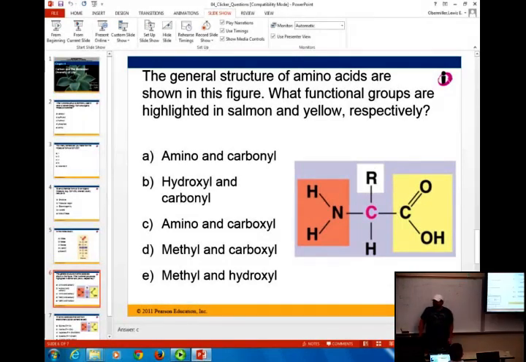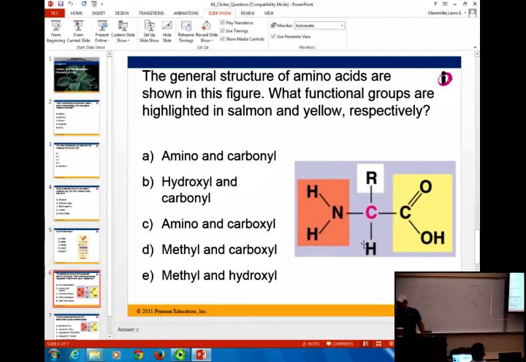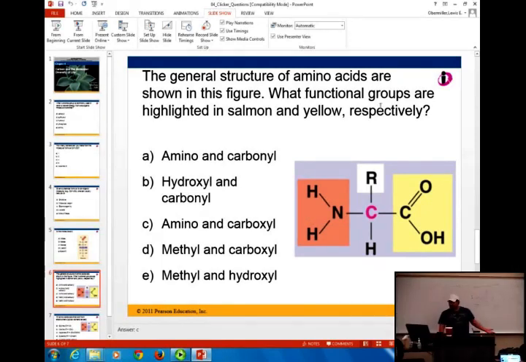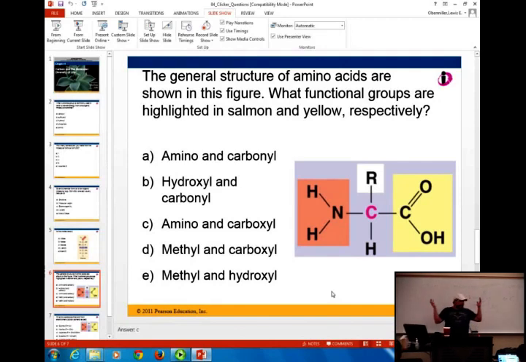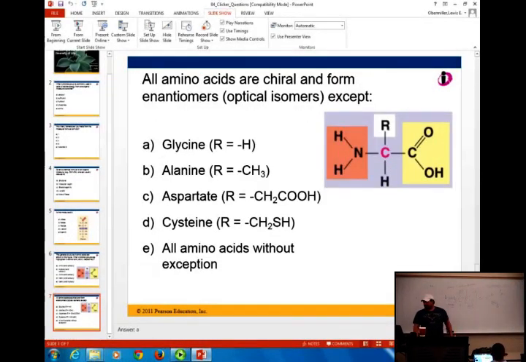I'm not sure. So this question is, here's the general structure of amino acids. What functional group is this? And what functional group is that? So what's the answer? C. We didn't talk about that. That's a little more advanced.